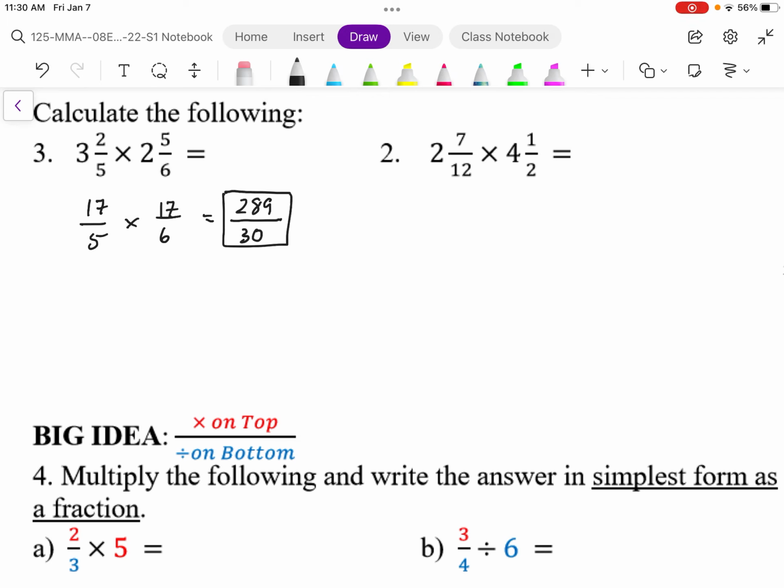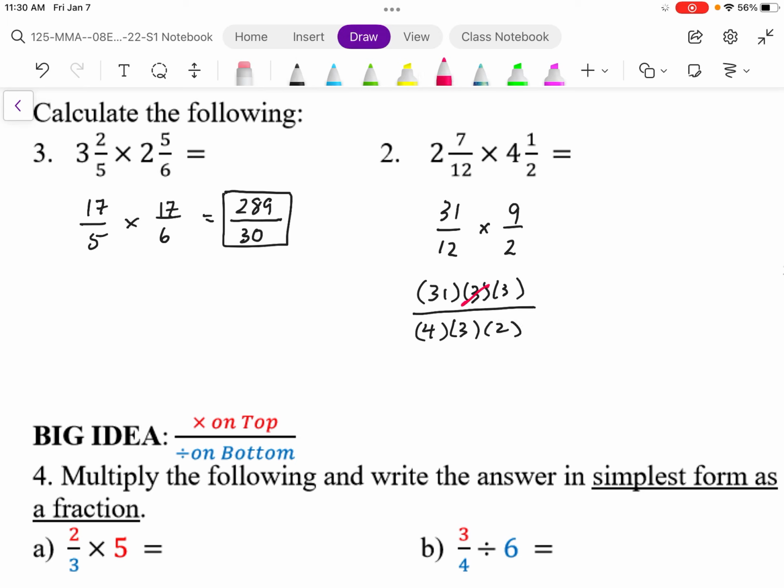Do the same thing here. This becomes 31 over 12, so 2 times 2, 12 plus 7, times, this becomes 9 over 2. 9 and 12 do share common factors, so we should maybe simplify this. So I end up with 31 times 3 times 3. All the times factors are on top. This becomes 4 times 3 times 2. All the divide factors are on the bottom.